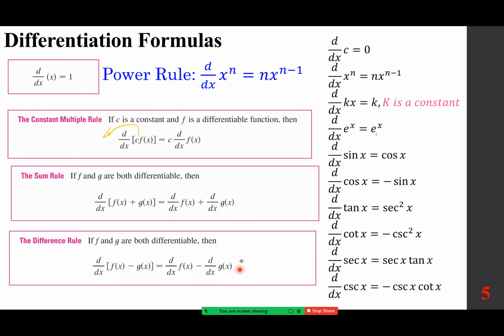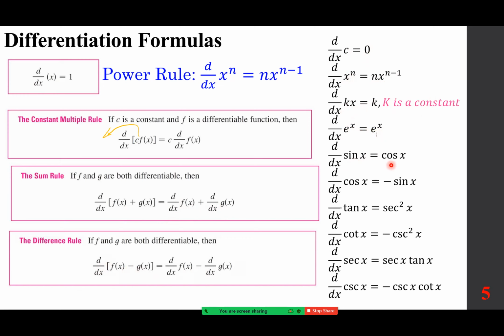And here's the table you should know. The derivative of a constant is 0. Power rule says the derivative of x to the power of n is n x to the power of n minus 1. The derivative of k times x, where k is a constant, is k. The derivative of e to the power of x is itself, e to the power of x.